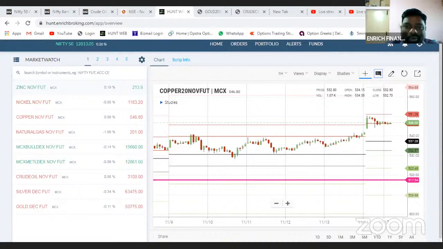For that support area, you need to wait. Suppose Infy's support area is another 10 points down, it means you have to wait and then buy your shares. So that is the way we need to look into the technical aspect also.